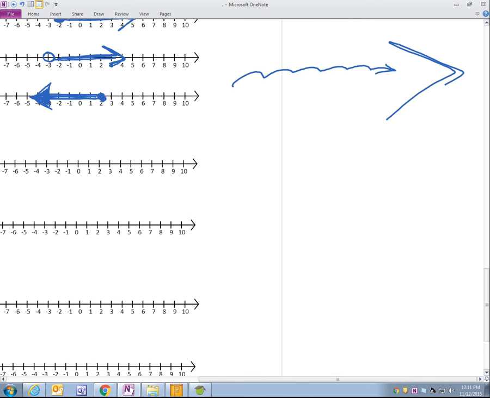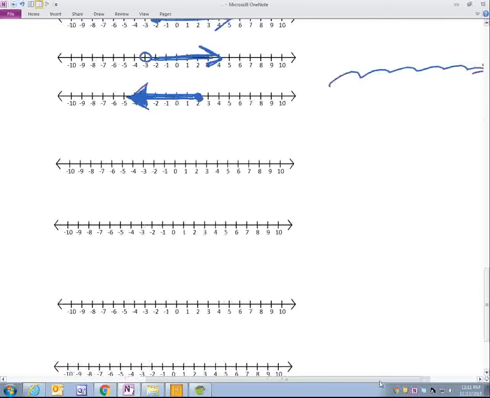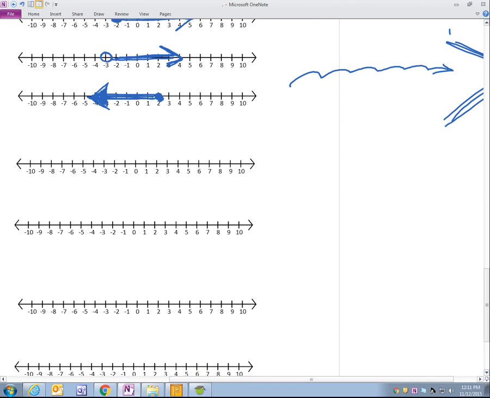Whereas when I'm reading from the left, here's a big piece right here, so I know that that's going to be big, big, greater. Greater than.